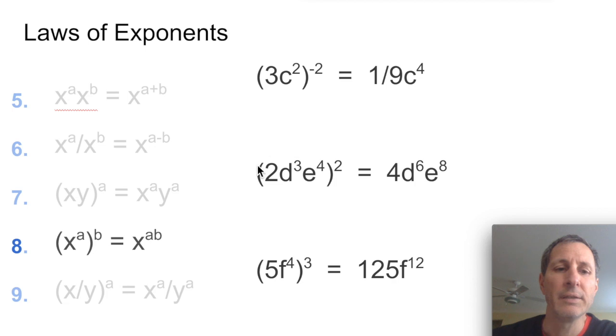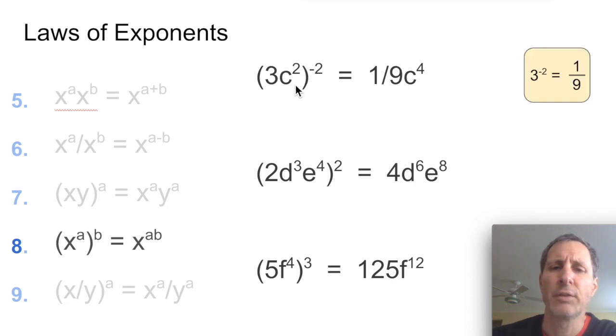In rule number 8, we're taking x to the a power raised to some other power called b. This is called the exponent rule. And when we have x to the a raised to the b power, we multiply those two exponents. So here we have 3c squared raised to the negative 2 power. Again, we're going to distribute that negative 2 across each of the 3 and the c squared.